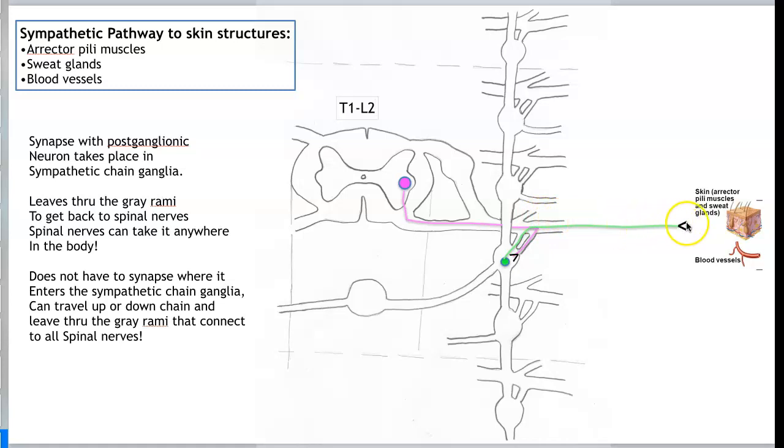And that spinal nerve can take him anywhere because spinal nerves go throughout our entire body. And he is going to go to our erector pili muscles, our sweat glands, and the blood vessels of the skin. What's the neurotransmitter here? Norepinephrine. What one was this? What's the neurotransmitter here? Acetylcholine.